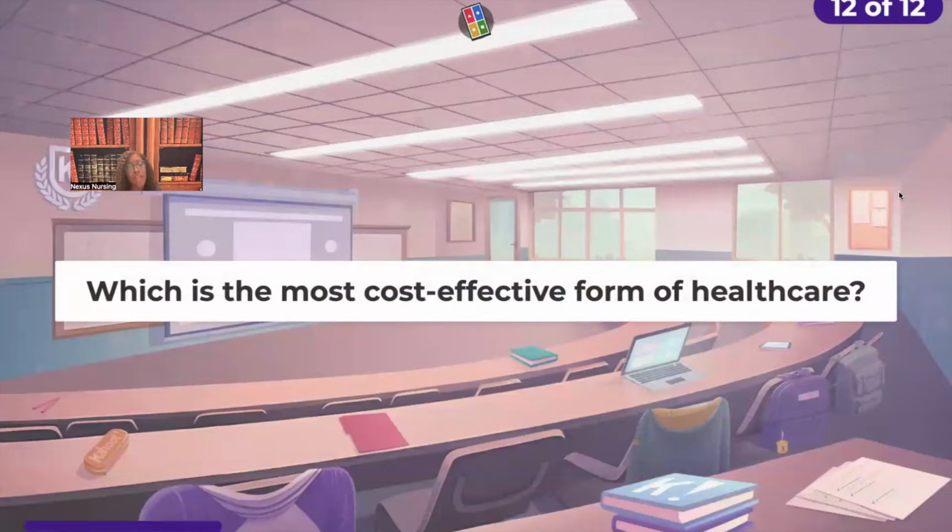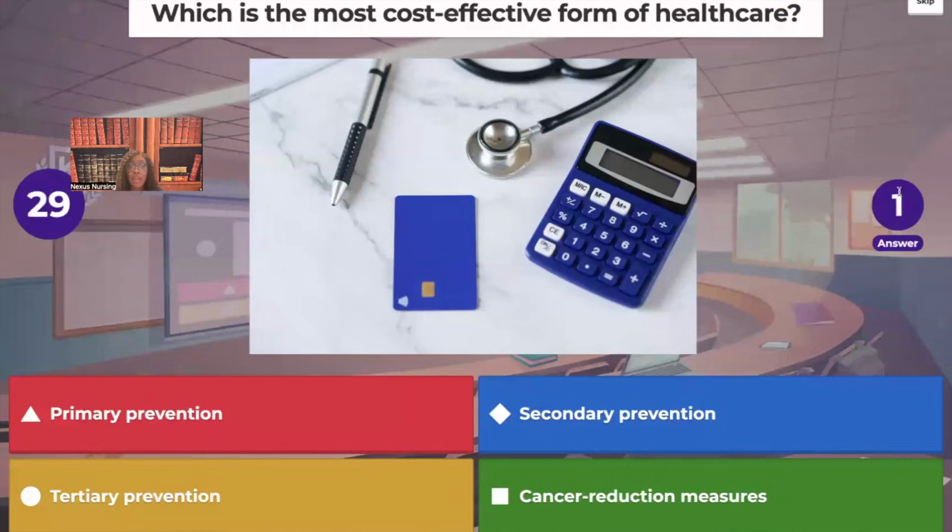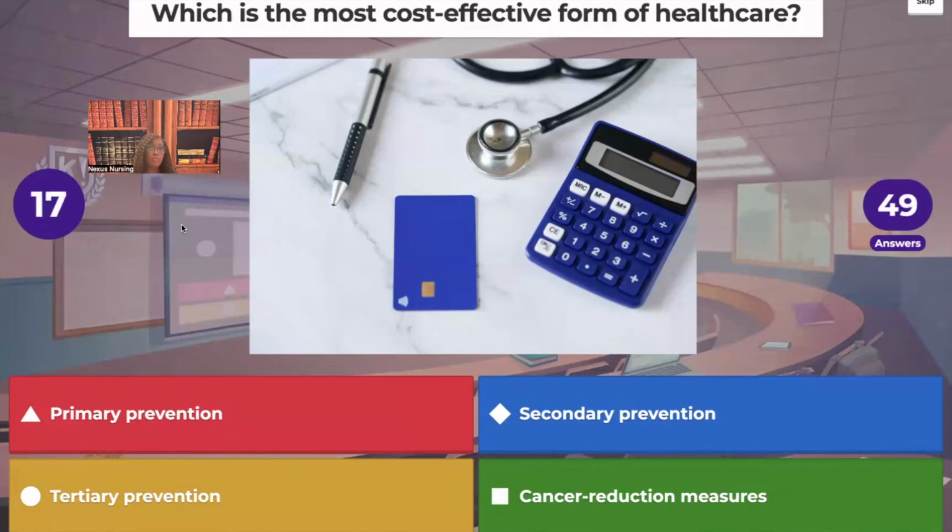Last question. Which is the most cost-effective form of healthcare? Is it primary prevention? Is it secondary prevention? Is it tertiary prevention? Or is it cancer reduction measures? And guys, the answer is not only the most cost-effective form of healthcare, it is the most preferred form of healthcare. Jenny, I'm going to fight you. You better change your answer right now.